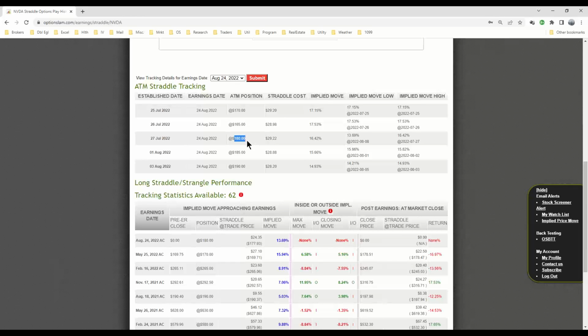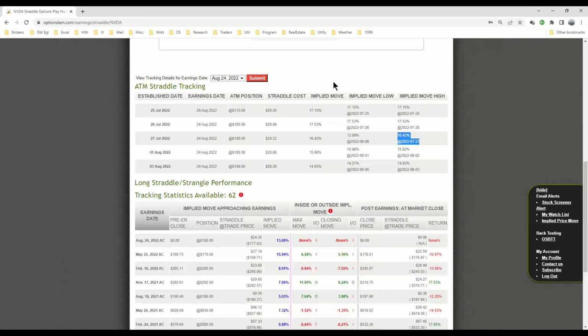But we aren't posting all of that information on this page. We're just posting it when it is the at-the-money straddle. Okay, so when it becomes the at-the-money straddle, then it is plotted over here with the date that it was at the money again. Does that make sense? 185, 190, etc.